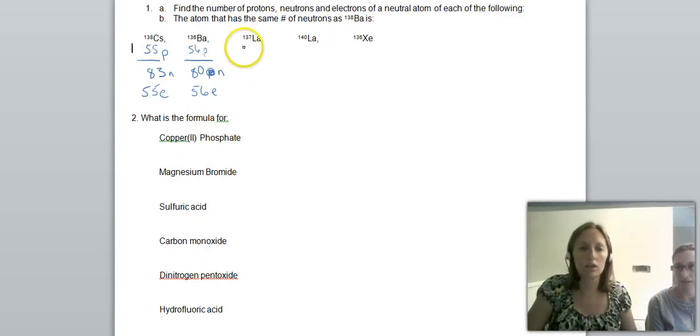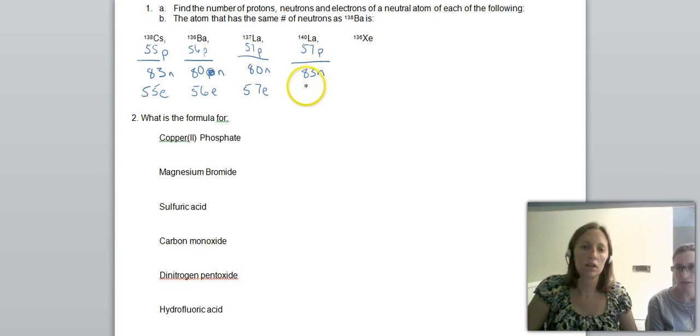Lanthanum, number 57. 57 protons and 80 neutrons. Dude, that's the same. And you're going to end up with 57 electrons in order to make it neutral with the protons. Here is lanthanum again. Lanthanum still has 57 protons. However, we have 83 neutrons and still have 57 electrons.